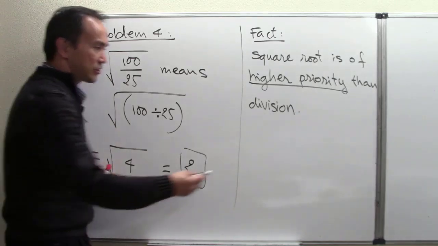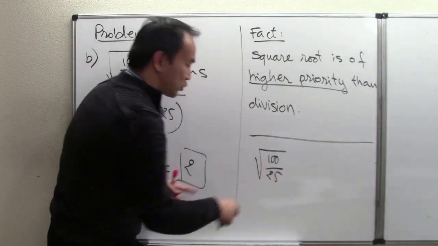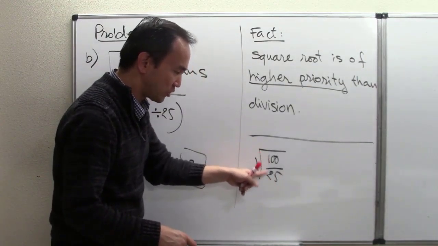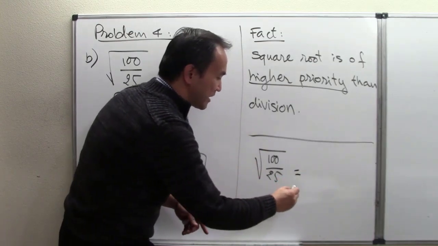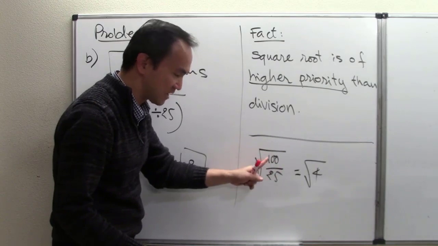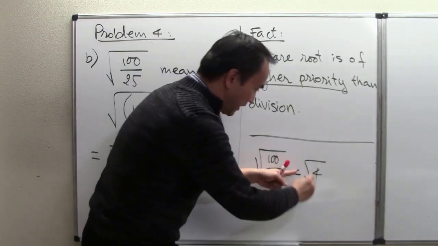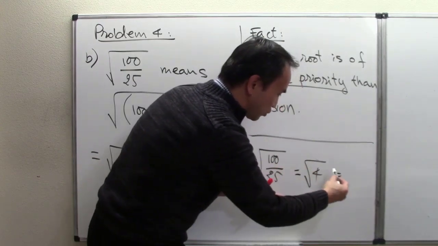So as a shorter way of doing the problem, the square root of the fraction 100 over 25 can simply be done as, in the next step, the square root of 4. That is because we have done division first. 100 divided by 25 equals 4. Then we take the square root. Then the answer after the square root is a 2.